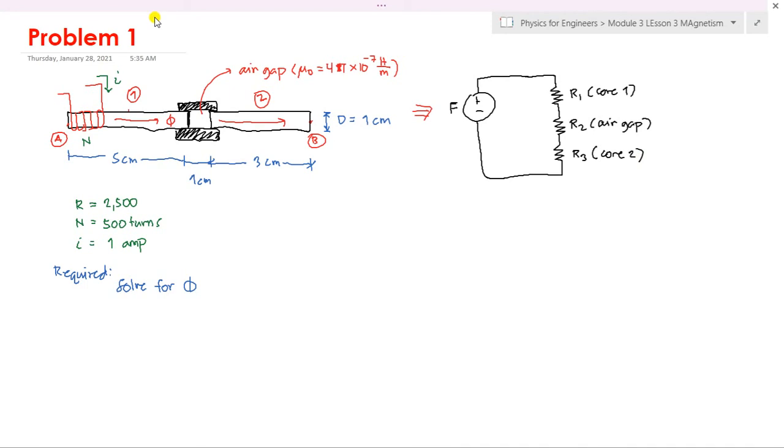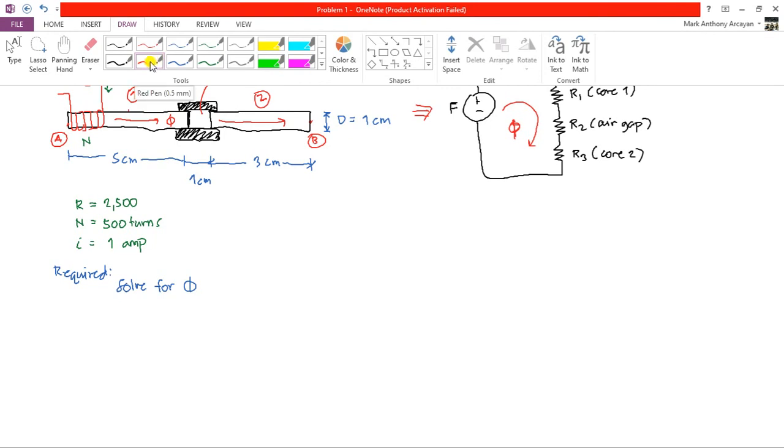Okay, of course, this is a series circuit, so the quantity that passes through is your magnetic flux, that is phi. So first, we solve for phi. Okay, so solving for phi.